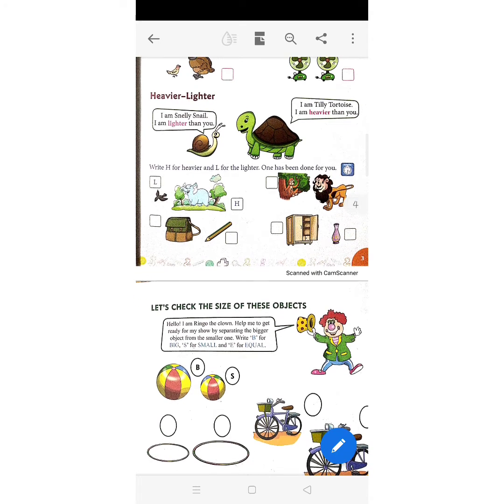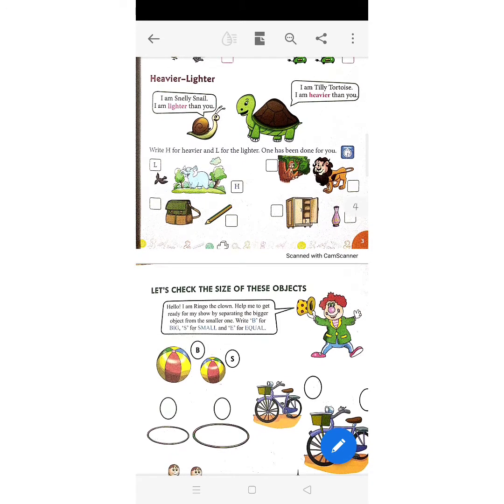Let's see some more examples. Here, the elephant is heavier than the crow. Or we can say the crow is lighter than the elephant.